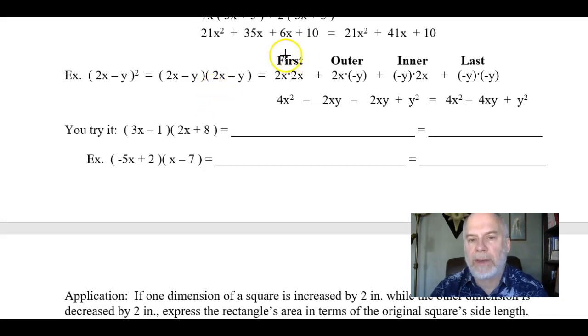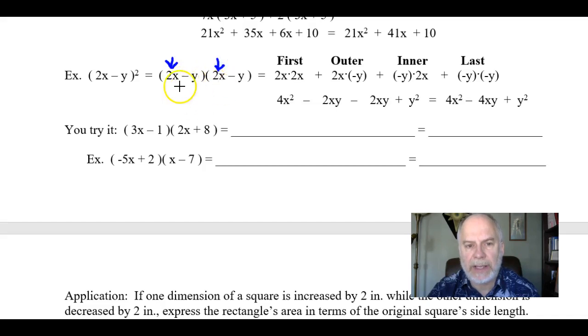So the FOIL method, you can see the acronym FOIL, and it stands for firsts, outer, inner, last. And so the items that come first in each binomial are the 2x and the 2x. So we're going to multiply 2x times 2x, and that gives us 4x squared.